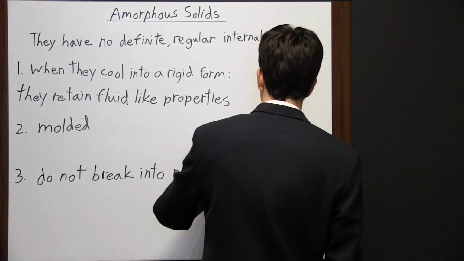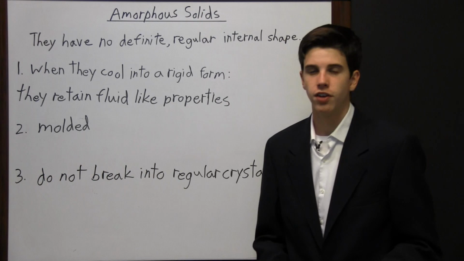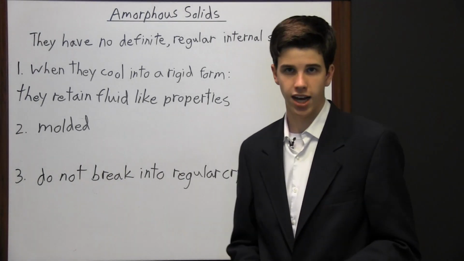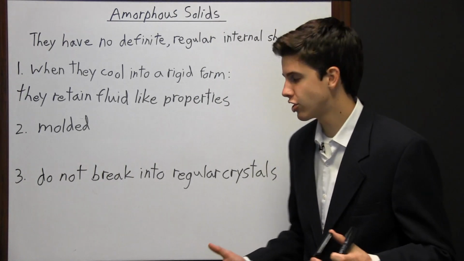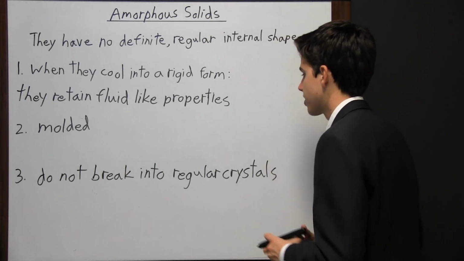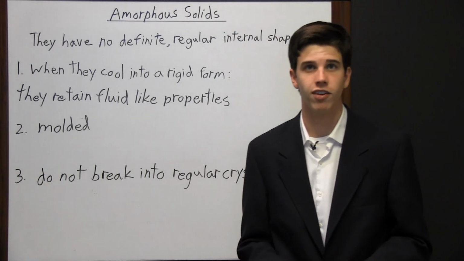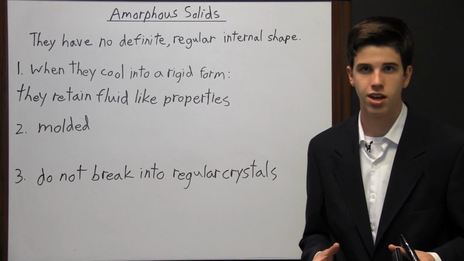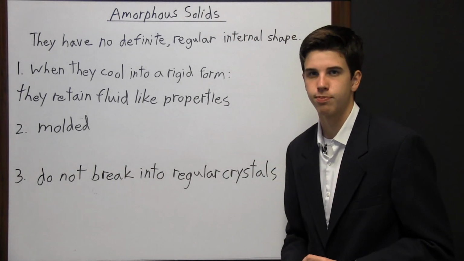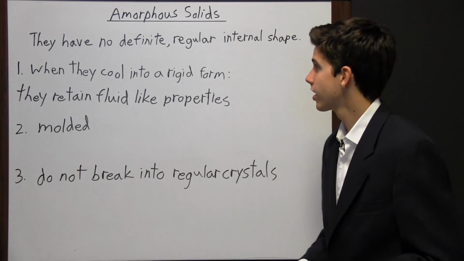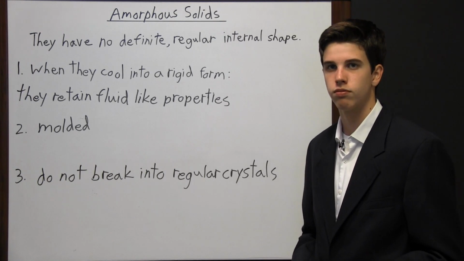And so remember how I was talking about glass as an example. If you dropped a glass bottle, the different pieces of glass would not all be the same size. You would have some little pieces, some big pieces, and some in-between pieces. And again, that's just for example, because amorphous solids do not break into regular crystals. Now, if you think about crystalline solids, they do break into regular crystals. So again, there's another difference between amorphous solids and crystalline solids. But the main thing you need to remember is that amorphous solids have no definite, regular, internal shape.